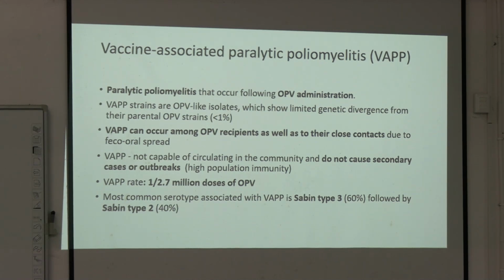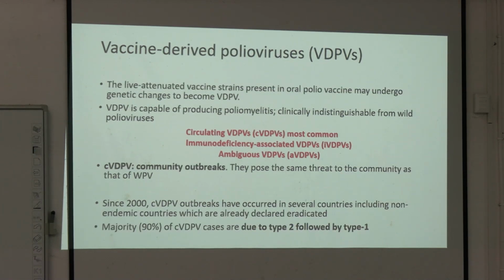Vaccine derived poliomyelitis is similar to VAPP, but the strain is a little bit different. VDPV is similar to VAPP, but it is not the original vaccine strain. Some genetic modifications have occurred on that vaccine strain. So live attenuated vaccine strains in the oral polio vaccine may undergo some genetic change.